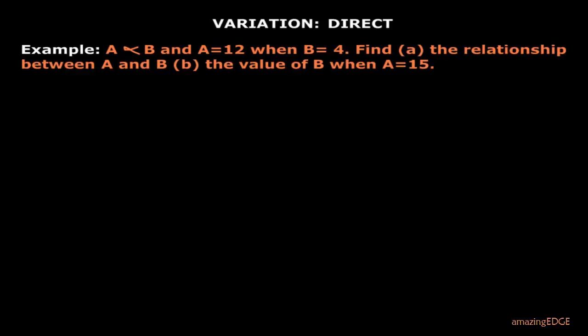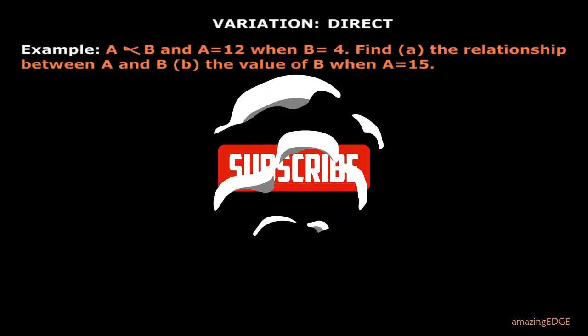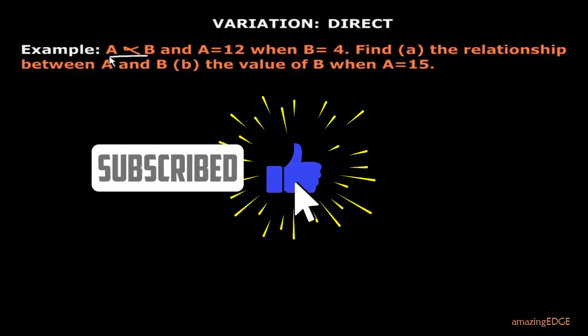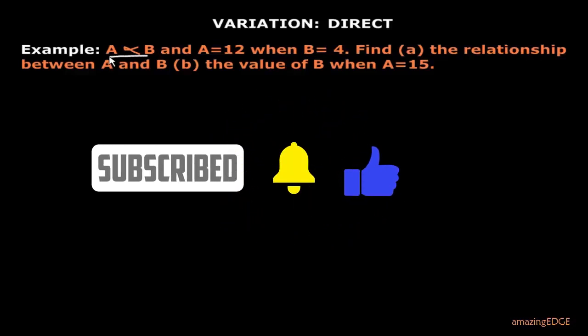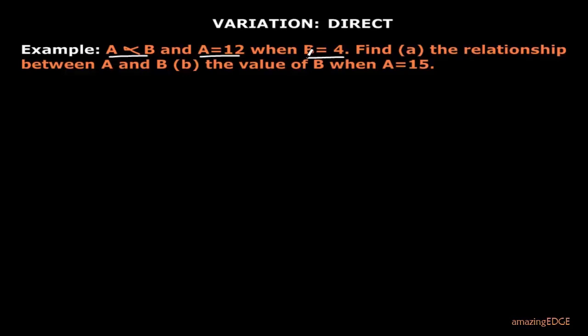Okay, we have an example. We have that A varies directly with B, and we are told that A is equal to 12 when B is equal to 4. Now, we are to find the relationship between A and B, and secondly, we want to find the value of B when A is equal to 15.